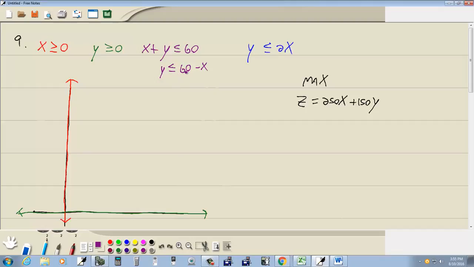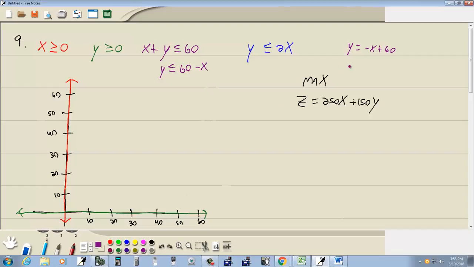Now, this one tells us y is less than or equal to 60 minus x. If I were to graph this in the calculator, or even think this through, over here on the side, that'd be like y is equal to negative x plus 60. That would tell me that my y-intercept is 60. So if I come up here, let's say that's 10, 20, 30, 40, 50, and 60. And I'll assume I make this equally: 10, 20, 30, 40, 50, and 60.